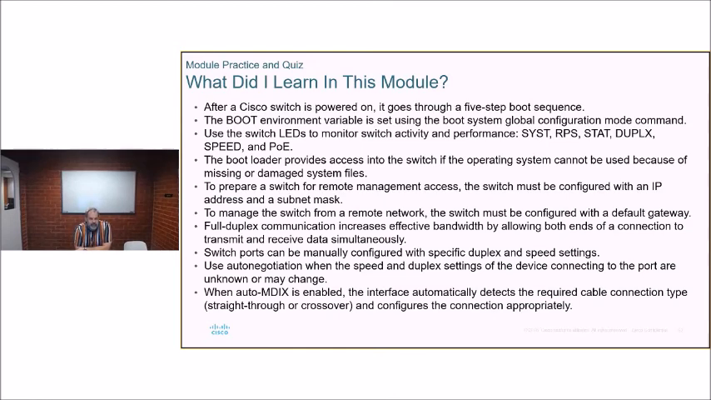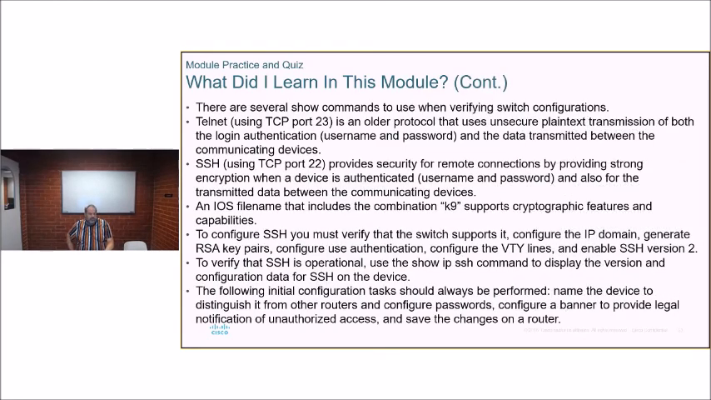The bootloader provides access into the switch if the operating system cannot be used because of missing or damaged system files. To prepare a switch for remote access, the switch must be configured with an IP address and a subnet mask. If you need to access it from a remote network, you need to tell it who its gateway is. Full duplex communication increases effective bandwidth by allowing both ends of the connection to transmit and receive at the same time. Switch ports can be manually configured to specify duplex and speed settings. Auto negotiation is used when the speed and duplex settings of the device connected to the port are unknown or may change. There's MDIX as well, which of course detects what kind of connection is required to talk to the device at the other end of the cable.